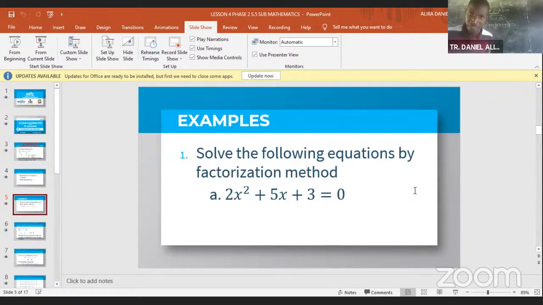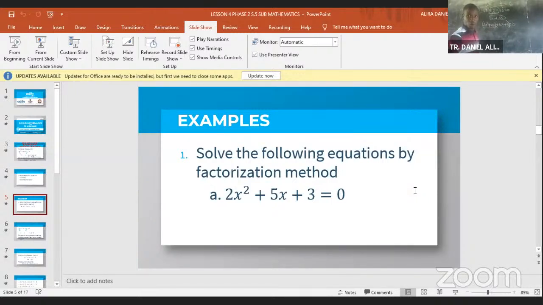Now, after grouping, in each group, look for the common factor. So we look for the common factor in each group. What is the common factor here? Please raise up the hand. In this first two, what's the common factor?